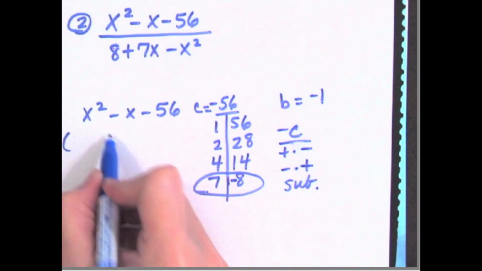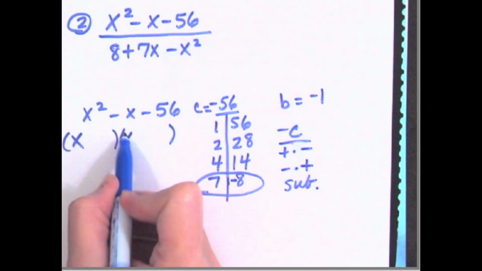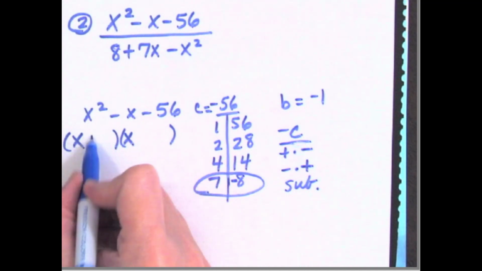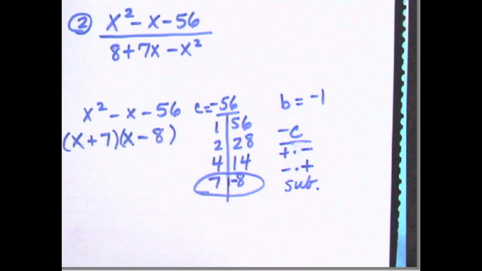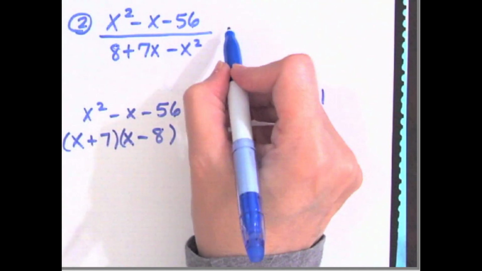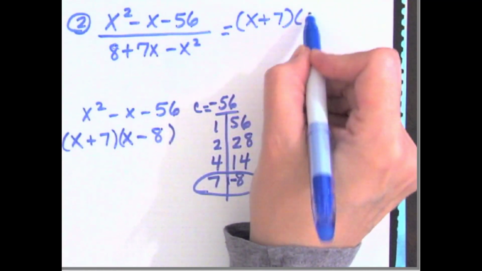So we can just put that in our binomial factors. Only one way to get x squared. And this was our combination to get the correct middle term and the last term. So this will be x plus 7, x minus 8.